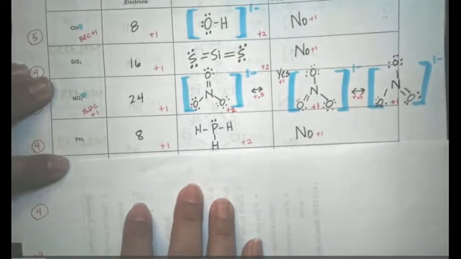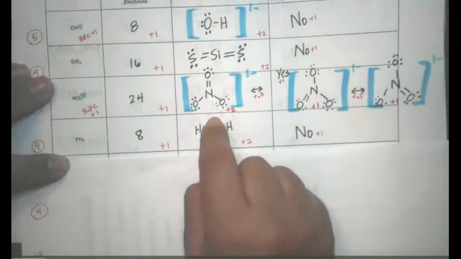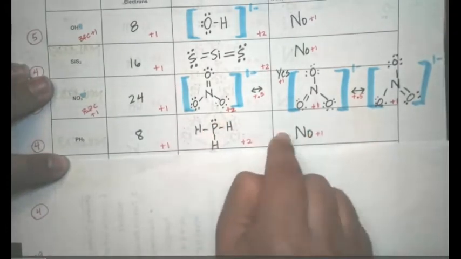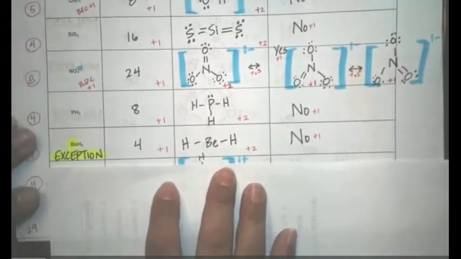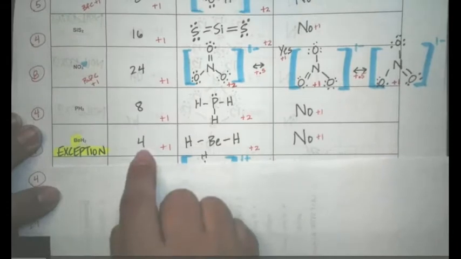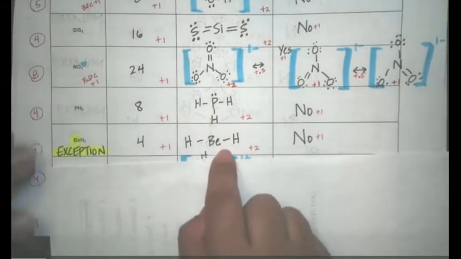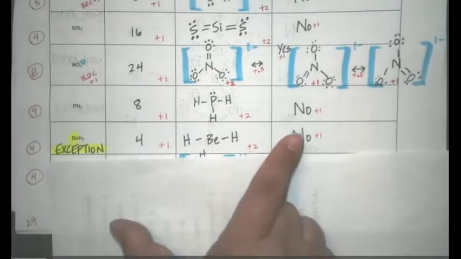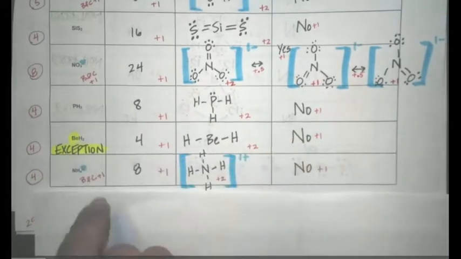PH3 has 8 available. Phosphorus is in the middle. 1 lone pair, 2 bonded pairs to H's. That's worth 2 points. No resonance. Beryllium is your first exception. 4 electrons. Remember, you got to be careful with the B's. Beryllium is actually a metal. It's okay with just 4 electrons or 2 bonds. No resonance. Last one here.